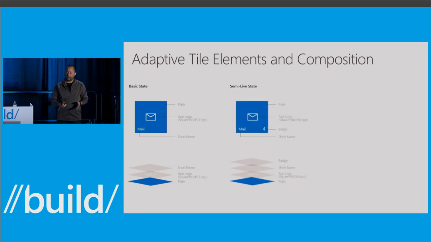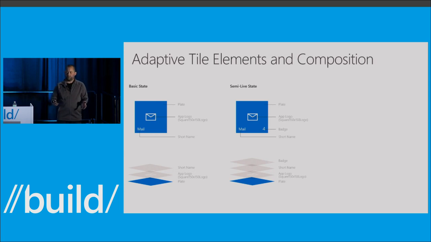In the semi-live state, really only one layer is added, and that's the badge that gets added over the top. You see it in the bottom right corner. You see it as the top layer in that stacking of layers. And again, nothing else about the tile has really changed. It's your square 150 by 150 logo in the middle. The badge is now in the bottom right.